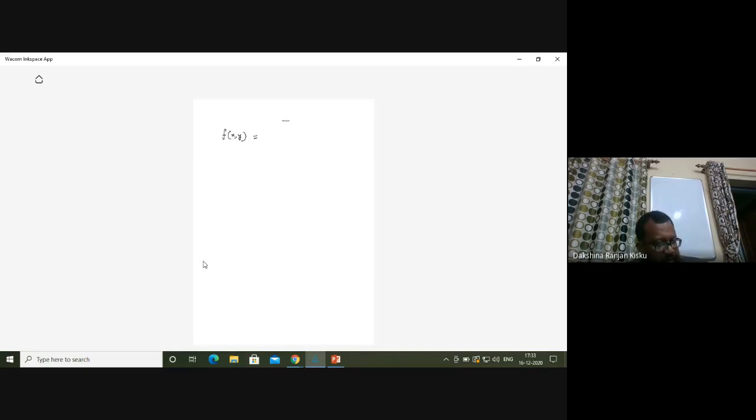Now this function f of x y is basically composed of two components. One is called i of x y, which is multiplied with r of x y. These two components make up this image function. So the image function is composed of i of x y into r of x y.